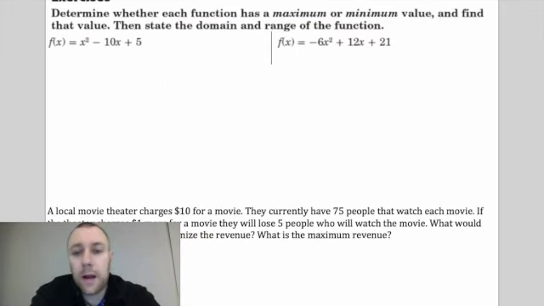These are the three practice problems. Please try these. The first two are finding the vertex and determining if it's a maximum or minimum. And the last one is that word problem where you actually have to define the function and find how many changes you need to make.